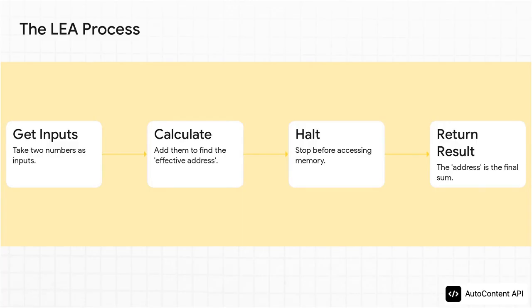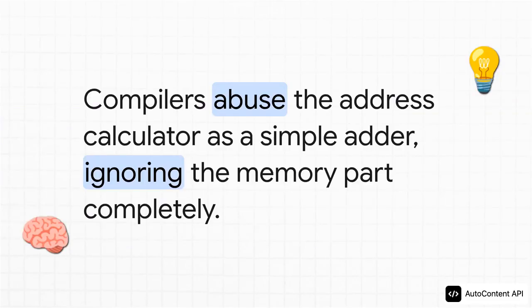But LEA does something pretty special. It calculates that final address, and then it just stops. It tells you where the destination is, but it never actually goes there. It just does the math and hands you the result. And that is the trick.